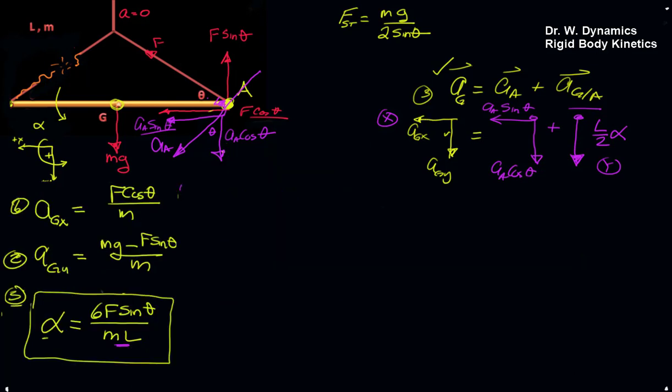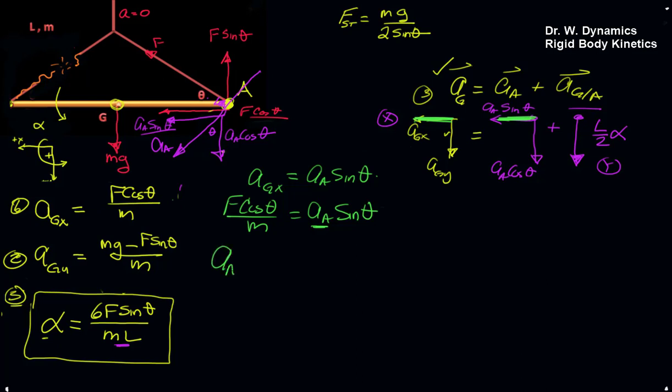Now if we look at this in the x direction, we only have two components here that have to equal each other. So we can write that out, that AGX has to equal A_A sine of theta, and AGX is F cosine of theta on M, which is equal to A_A sine of theta. So with that we have a function for A_A. So the acceleration of point A will be F cosine of theta on M sine of theta.